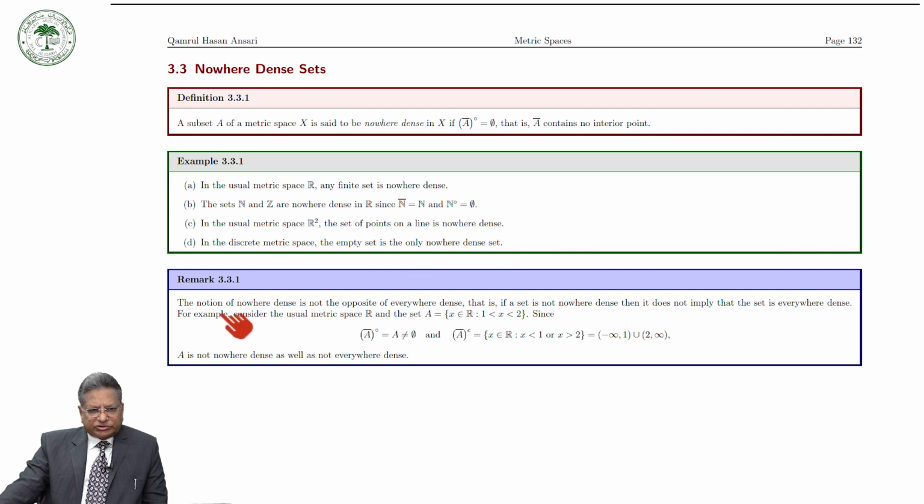Now, as I mentioned earlier, the notion of nowhere dense set is not the opposite of everywhere dense set. That is, if a set is not nowhere dense, then it does not imply that the set is everywhere dense. For example, consider the usual metric space R and the set A consisting of the points x in R where x lies in the open interval (0, 1).